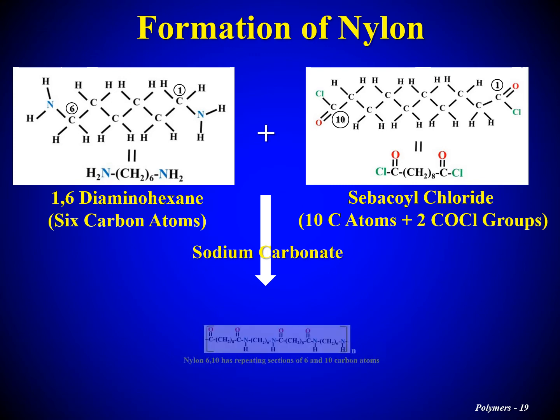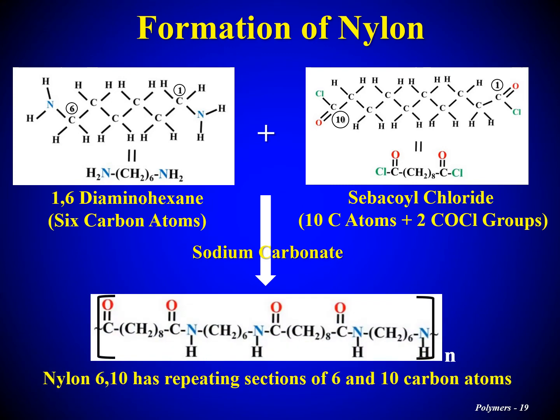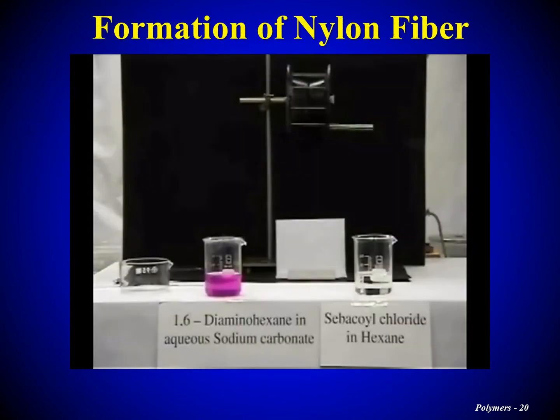The diagram shows the structural formula for a section of the nylon polymer chain. This particular polymer has the name nylon 610, because it has repeating sections of 6 and 10 carbon atoms. The formation of nylon 610 fiber is shown in the following video. Note the way the fiber is drawn from the interface between the two solutions.